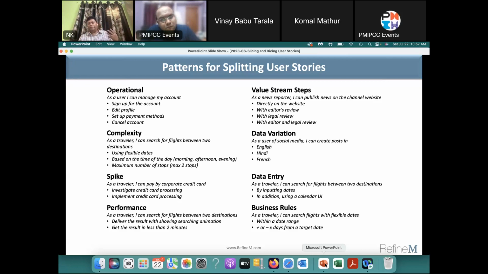Anybody can type in the chat box if you can think of any other scenario, any other pattern. I'm not saying 100% they cover, there may be some other scenario, but from my own practice, from my own coaching, I have seen that this covers 85 to 90% of the scenarios that you can face in your user stories.